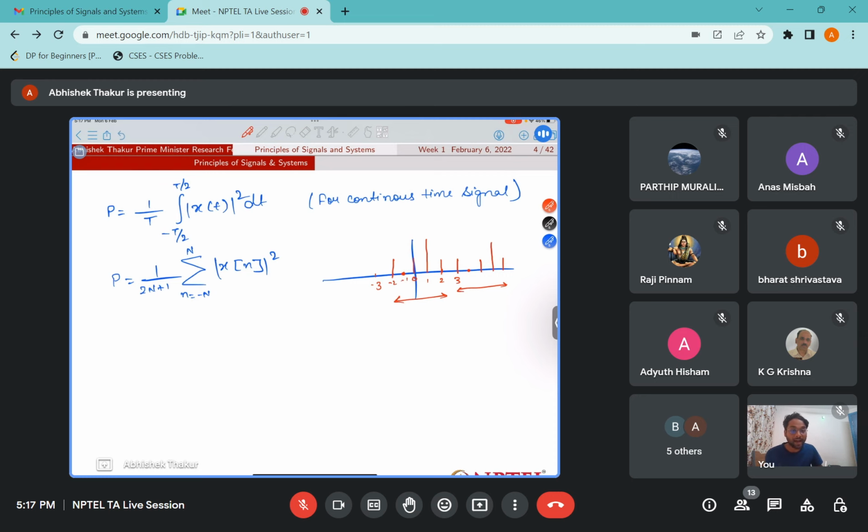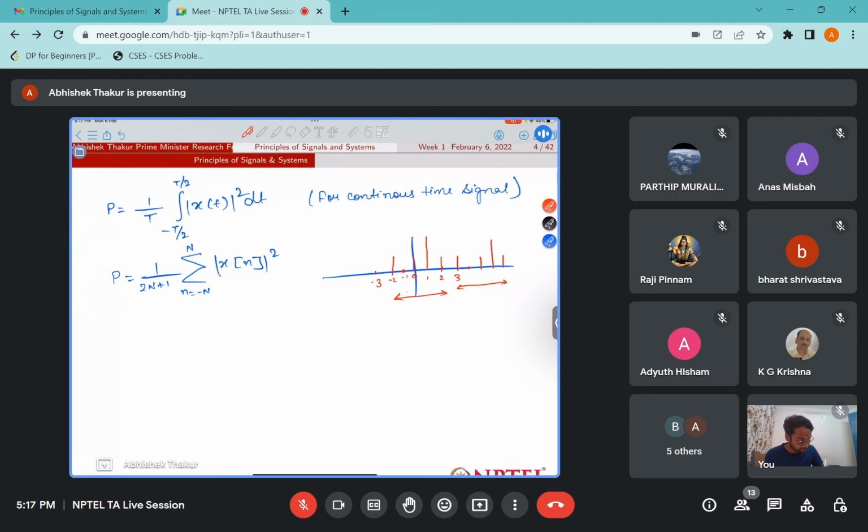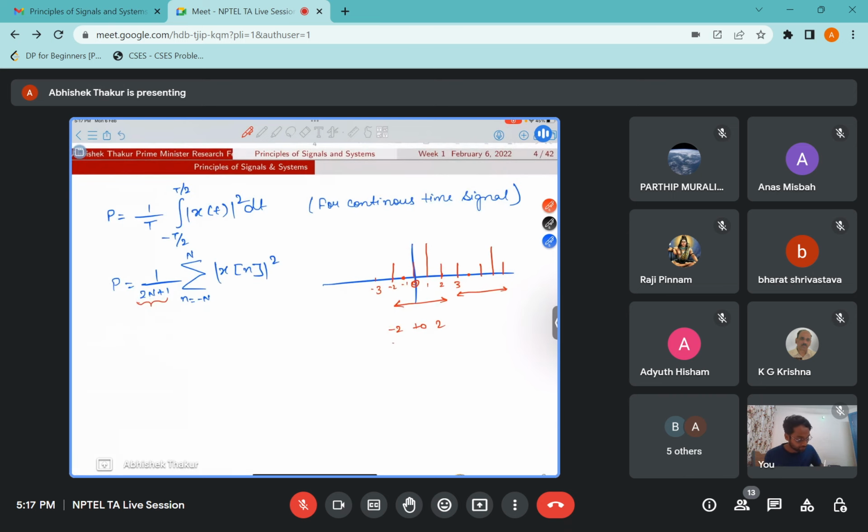So here you see there are five instances. It is from minus 2 to 2, but here 0 is also counted. That's why 2N plus 1 is the time period for this. So we divide by 2N plus 1, because here N is 2, so 2 into 2 plus 1 is the time period, which is 5. That's why we have divided by 2N plus 1. So never forget this. Sometimes students make this silly mistake in examinations. Most students do 1 by 2N and calculate the power. So don't repeat this.